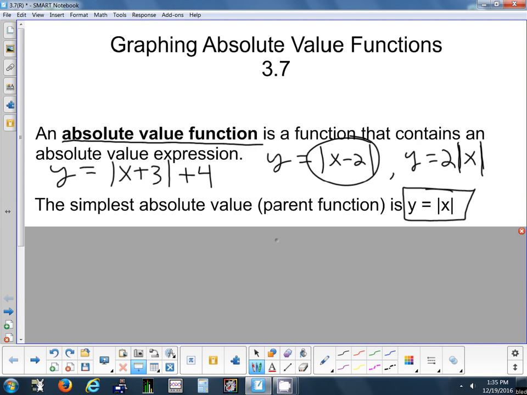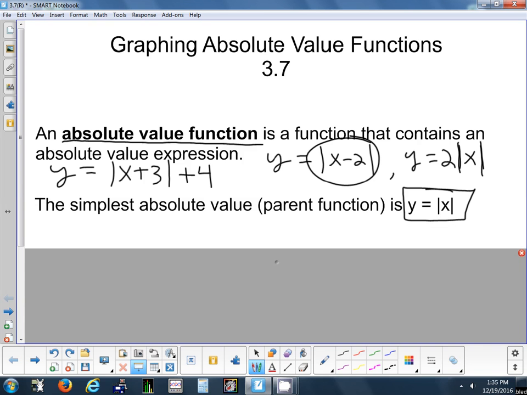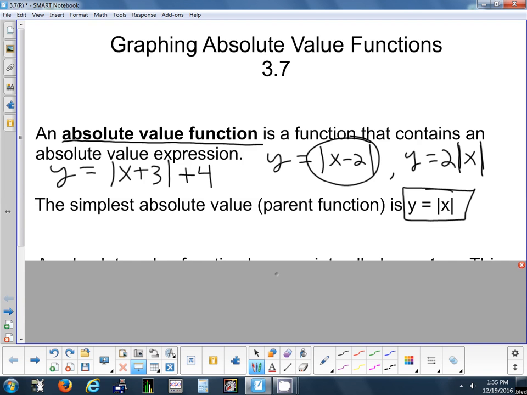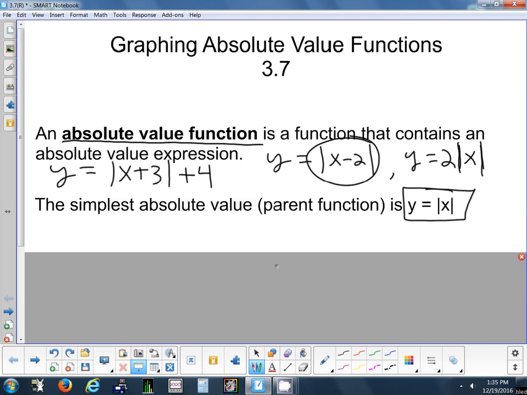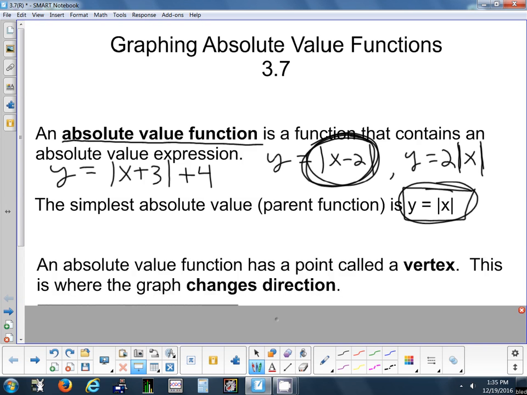Mr. Hager, correct me if I'm wrong, but sometimes when we're graphing these, aren't we going to compare it to the parent function? Yes. So we might look at this and then say, how does it compare? That's why we're mentioning the parent function: because when we graph these, we're going to have to compare what it looks like to the parent function.